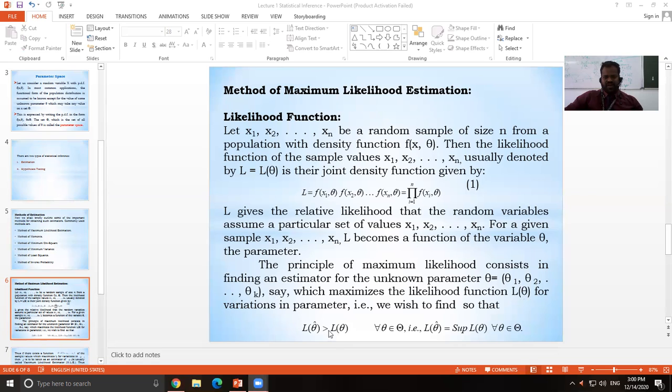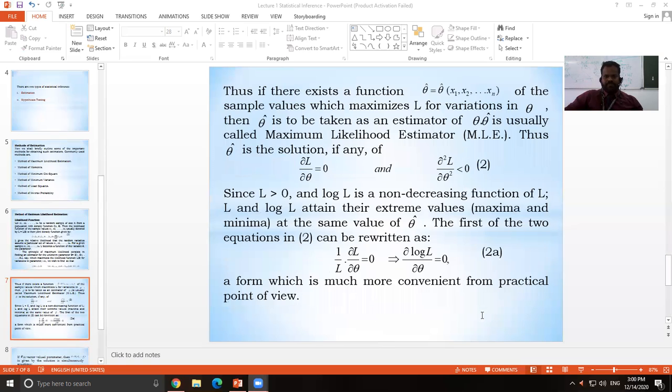That is, we wish to find theta cap so that L of theta cap is greater than or equal to L of theta for all unknown parameter values belonging to the parameter space capital theta. That is, L of theta cap, the likelihood function of the estimate of the unknown parameter theta, equals the supremum of L of theta. The supremum means we have to maximize our likelihood function.